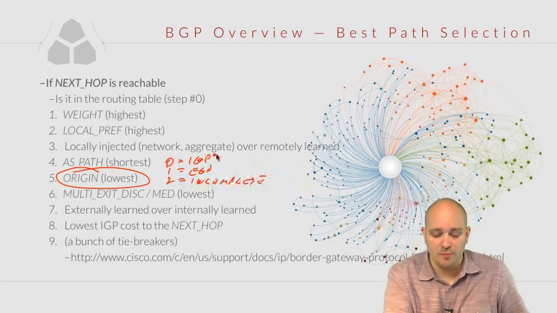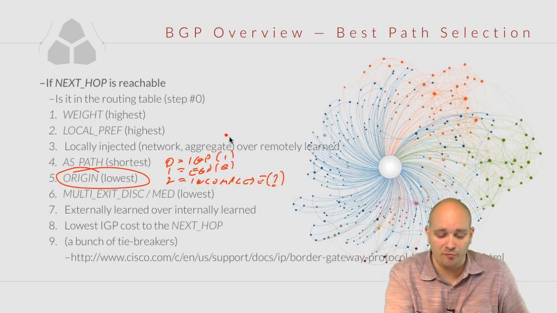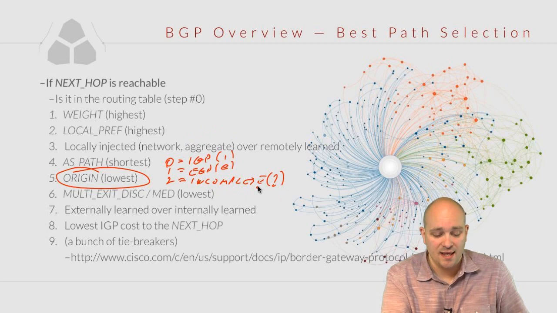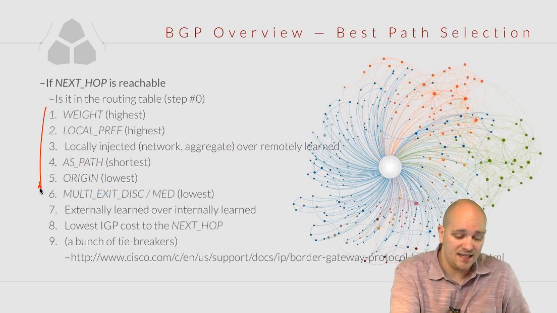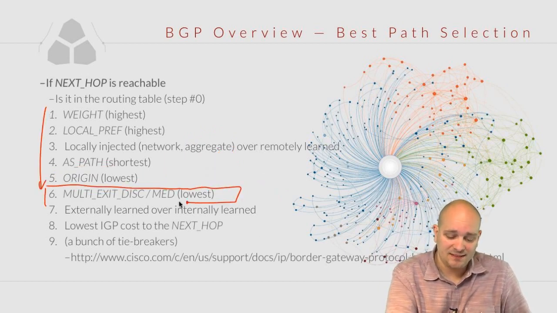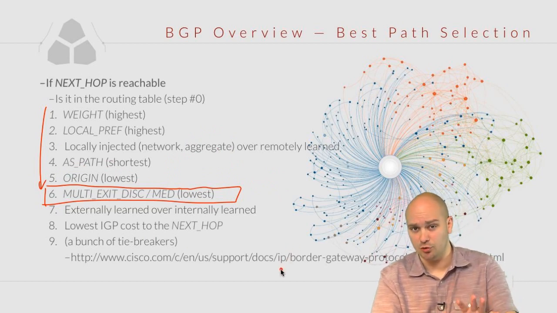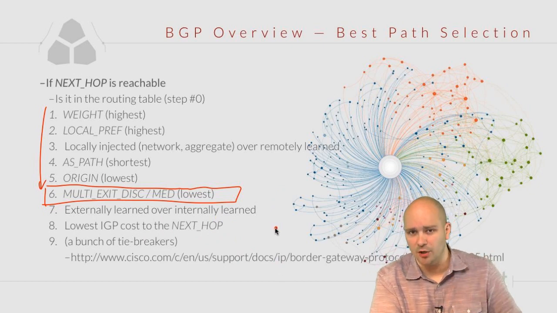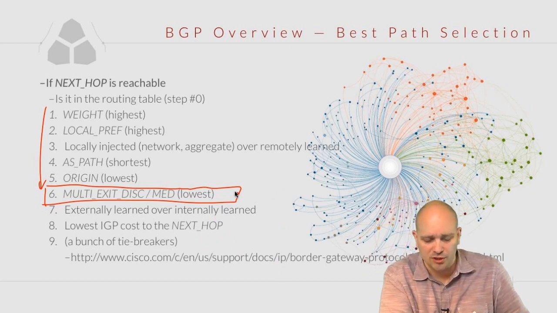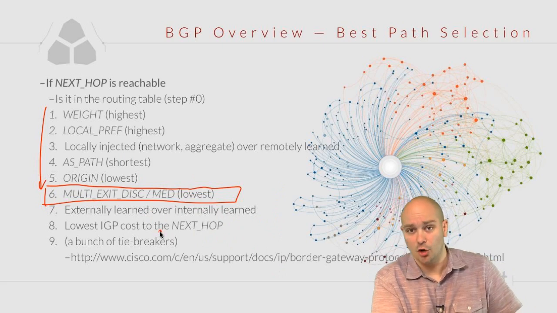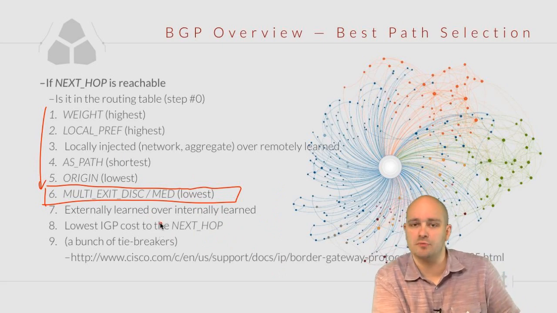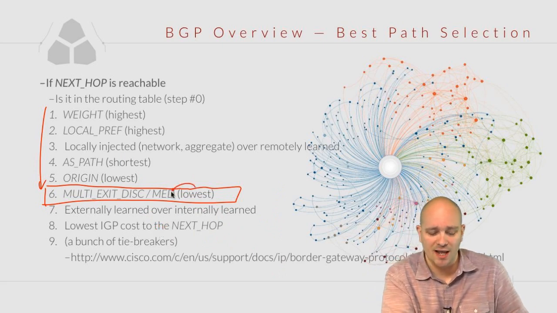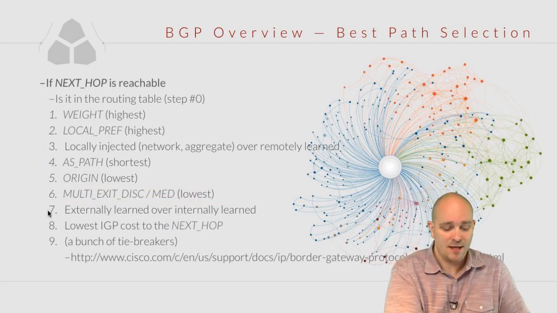Now, these are going to be represented in iOS as lowercase i, lowercase e, or the question mark. And this is the order of precedence: IGP over EGP over incomplete. Then, given that these are the same and a certain set of conditions that I'm going to talk about in great detail when I examine this in more detail. Right now we are just going through the overview. If those conditions are met, the multi-exit discriminator, or the MED, or the metric, multiple names for the same attribute, is going to be considered, and in this case the lowest value wins.